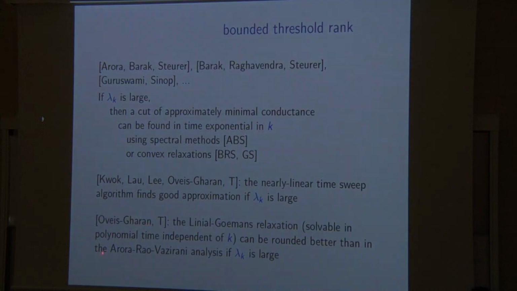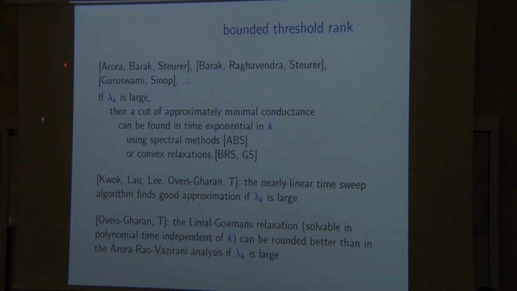And something else I proved with Cheyenne Ovesgaran recently is that the analysis of the Arora-Rao-Vazirani algorithm for conductance and sparsest cut can be improved in graphs where lambda k is large. You get an approximation that is square root of log k instead of an approximation of square root of log n. So again, it's never worse and sometimes better. Here they get constant factor approximation for every k, but then the running time is exponential in k.